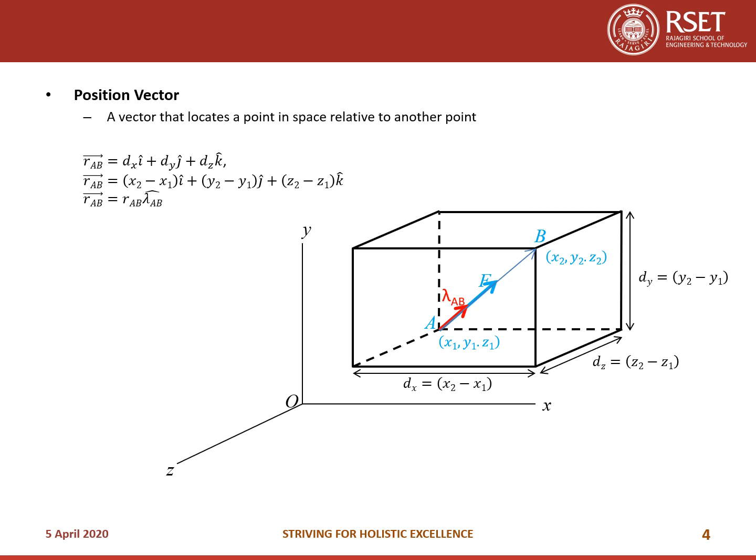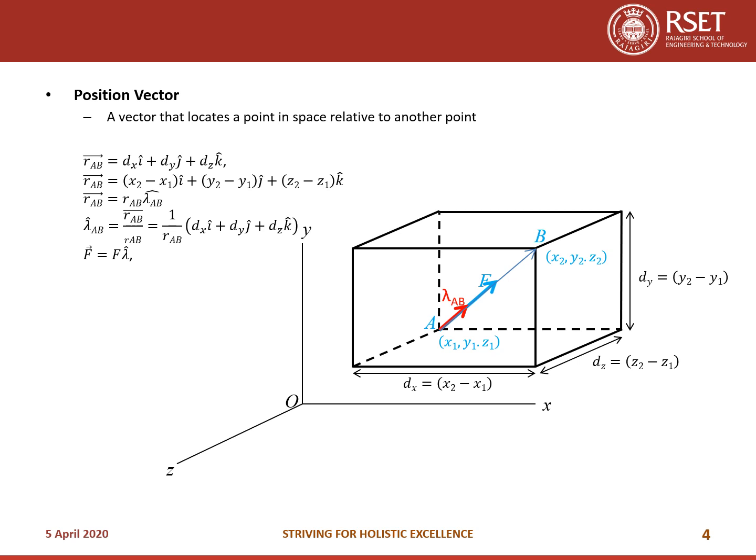So RAB is x2 minus x1 into i plus y2 minus y1 into j plus z2 minus z1 into k. Now RAB can again be written as magnitude of RAB into unit vector along AB. So what is the unit vector along AB? RAB divided by magnitude of RAB. So what did I get as RAB? RAB is nothing but the vector AB, right? So from the vector AB, I got the unit vector along AB, which is vector RAB divided by magnitude of RAB. I can write it as 1 by RAB into dx i plus dy j plus dz k.